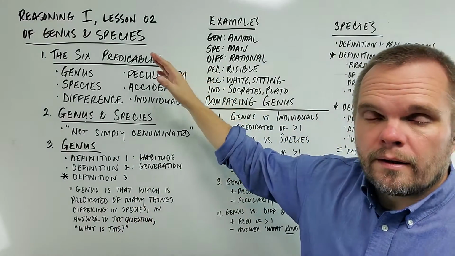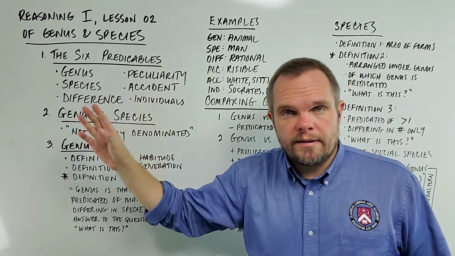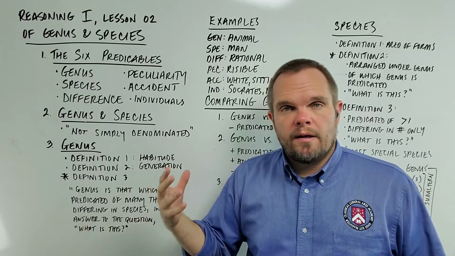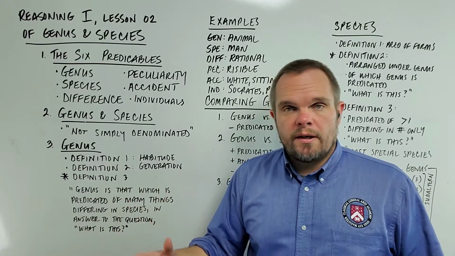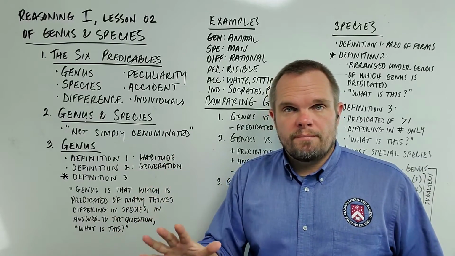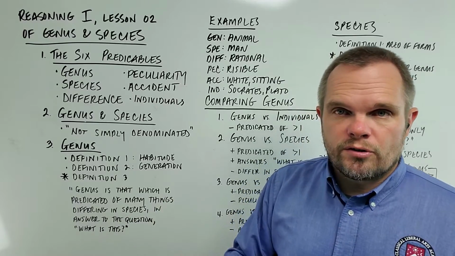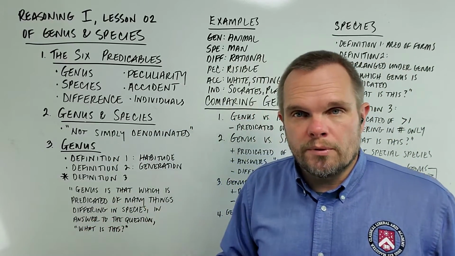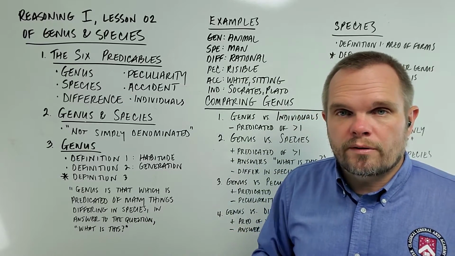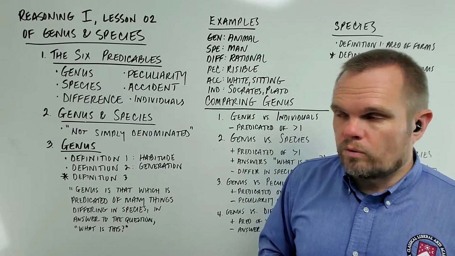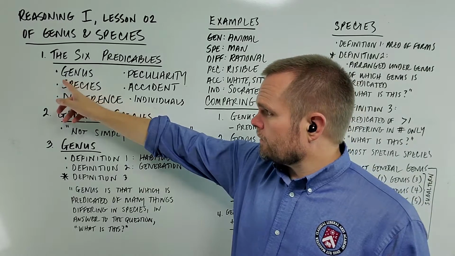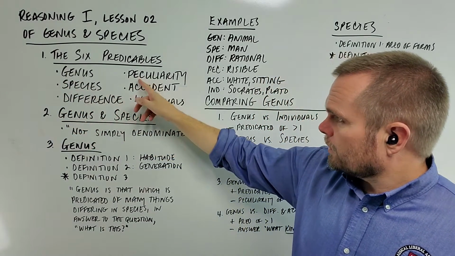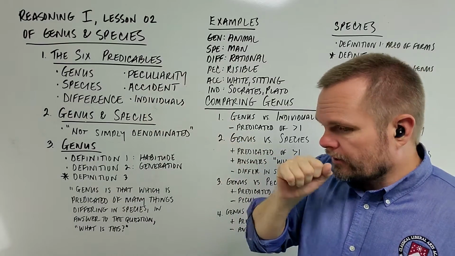In Chapter 1, we learn that Porphyry said that in order for us to prepare for the study of Aristotle's categories, there were 5 terms that needed to be clearly understood, that were a cause of confusion, which led to troubles when students tried to work through Aristotle's categories. Those 5 terms were genus, species, difference, peculiarity, and accident.